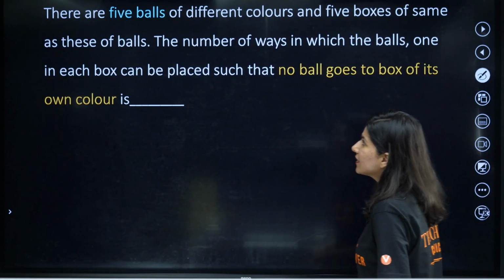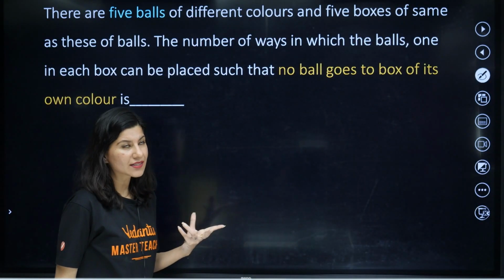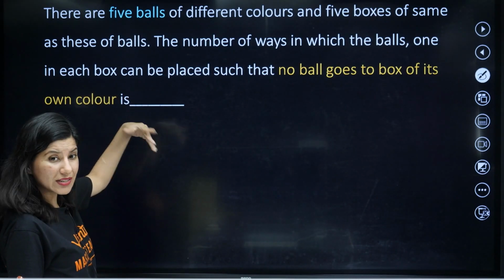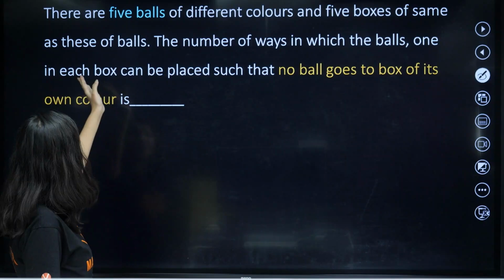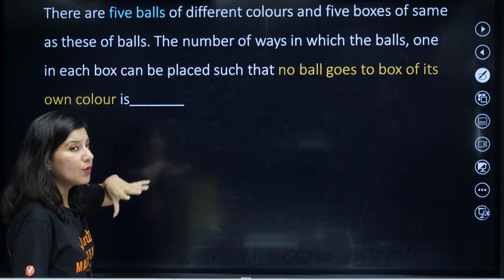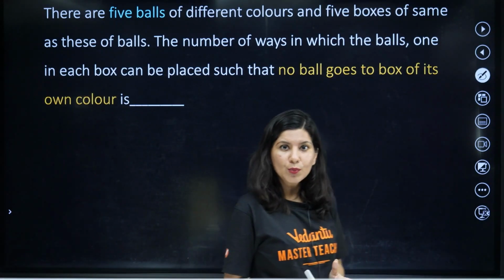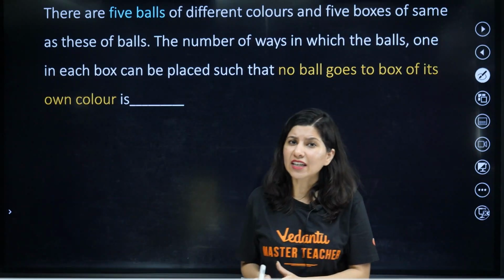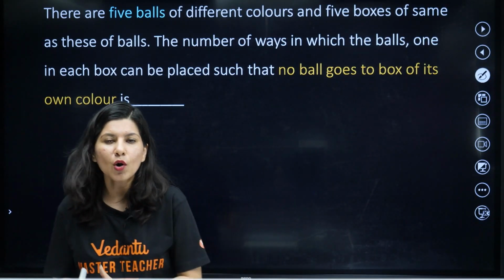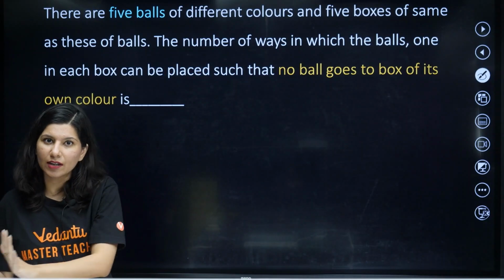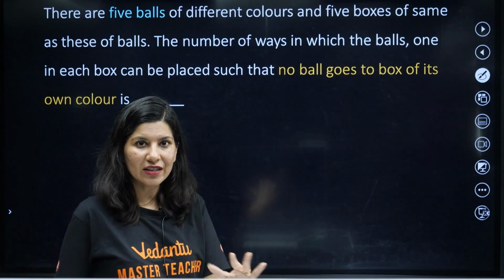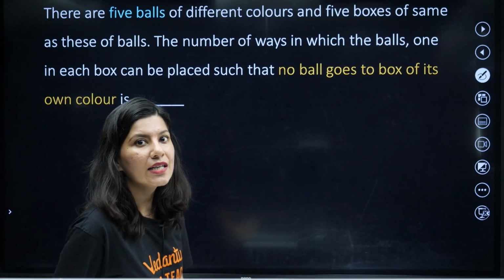Now, understand, there is some twist to it. Maybe there are some twisted questions. 5 balls of different color, 5 boxes of same colors as these balls. So basically, what is happening? I have a blue ball and a blue box. I have a white ball, white box. Gray ball, gray box, black ball, black box, red ball, red box. So 5 different boxes, 5 different colors, and each ball has its own box.